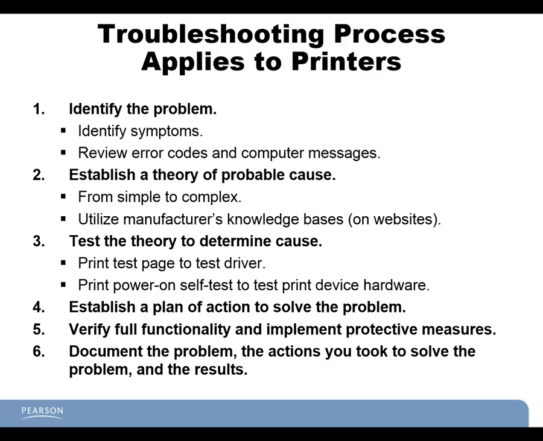Thinking about our troubleshooting process, the way that it applies to a printer: first identify the problem. Think about the symptoms and review the error code. See what you're getting. Establish a theory of probable cause. Start with simple and go to complex. If the printer says it's out of paper, the first thing you should do is see if the printer is actually out of paper. Utilize the manufacturer's knowledge bases. If you're having a weird issue with a printer, look on the manufacturer's website and see if other people are having that weird issue. There may be answers.